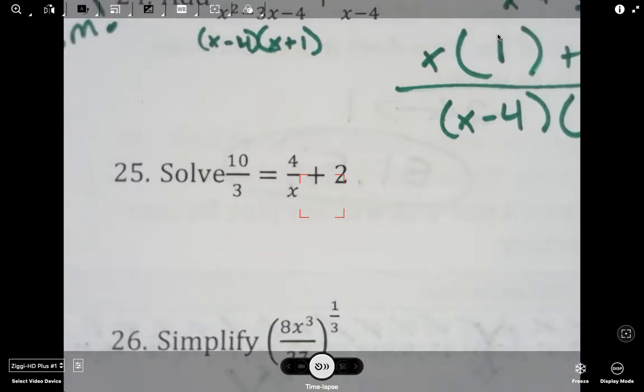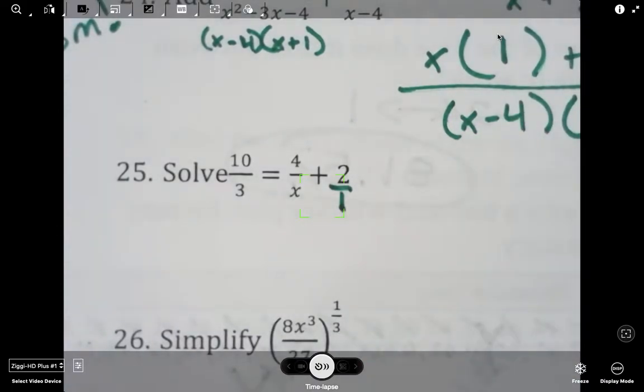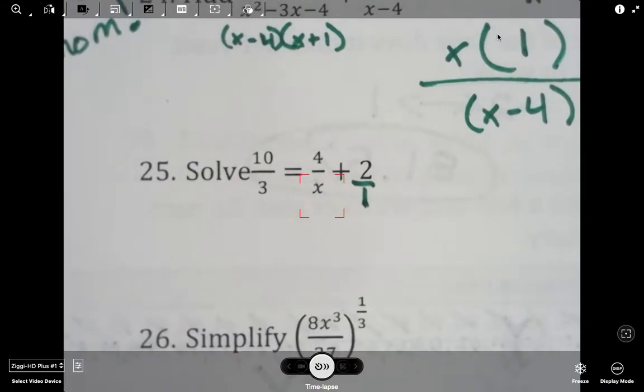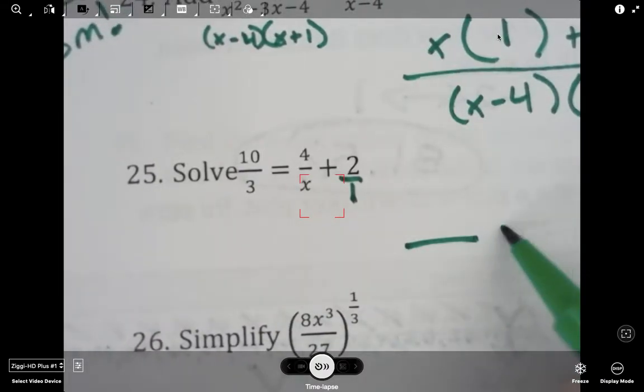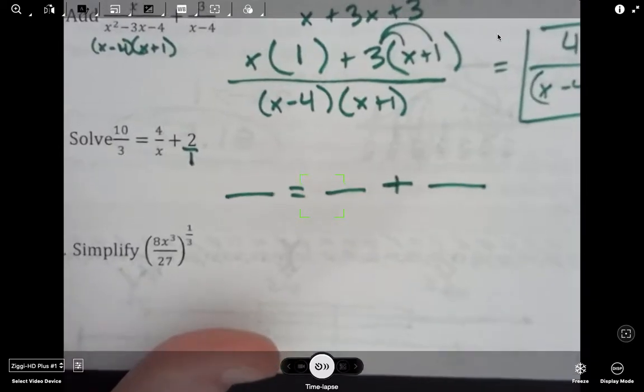All right, next, 25. What are we going to do? Find a common denominator again, because we're still adding, right? 2 over 3, 1... Well, yeah, 2 over 1. Okay, so my common denominator, I need something, something, something.